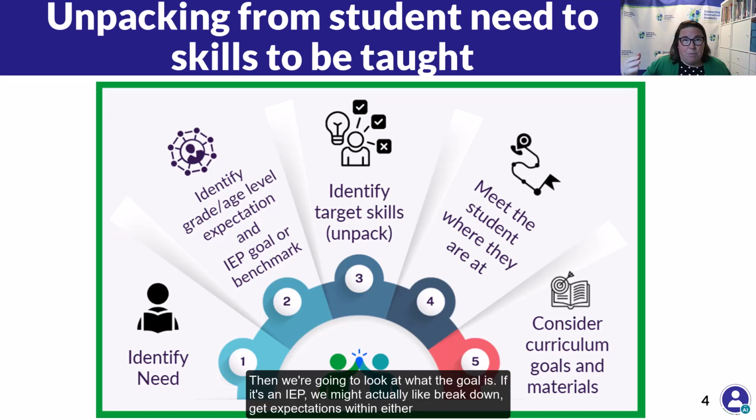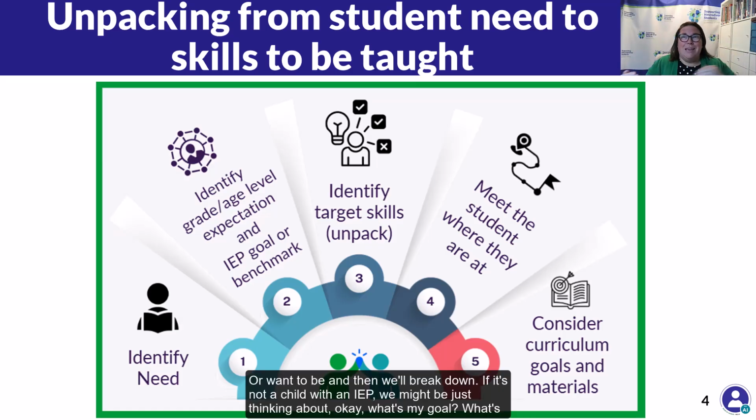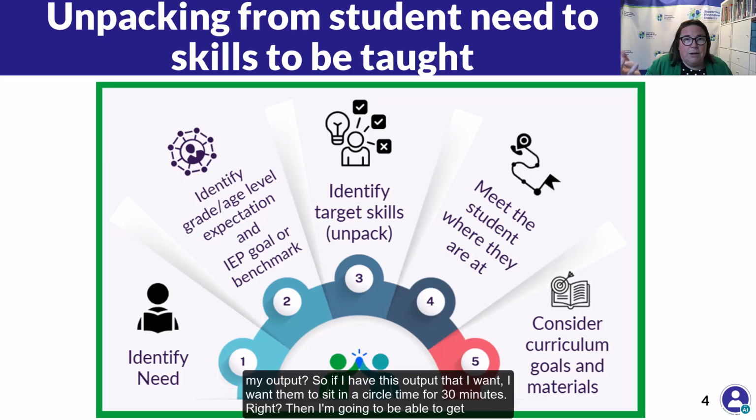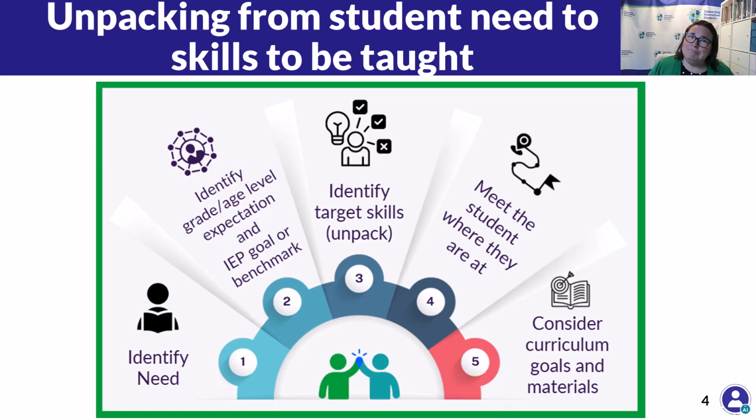If it's an IEP, we might actually break down, get expectations within either the social emotional learning competencies or the Wisconsin Early Learning Standards, right? We'll see where developmentally we need to be or want to be, and then we'll break down. If it's not a child with an IEP, we might be just thinking about, okay, what's my goal? What's my output, right? So if I have this output that I want them to sit in a circle time for 30 minutes, right? Then I'm going to be able to get to why my need, I can't get to that. But you got to understand what you want and make sure it's about the kid, not about us.